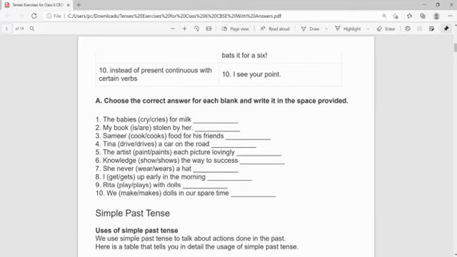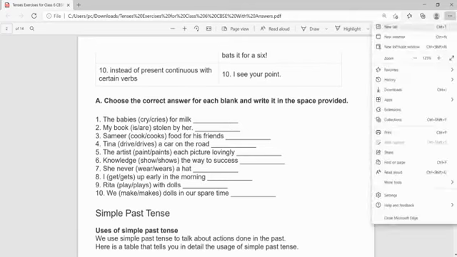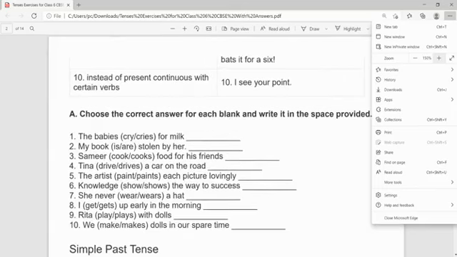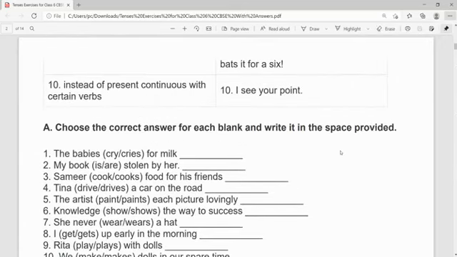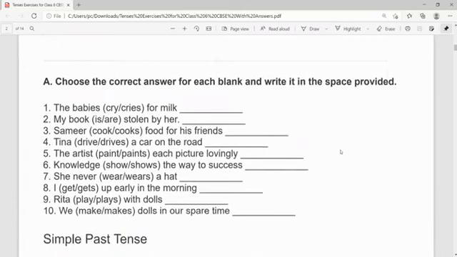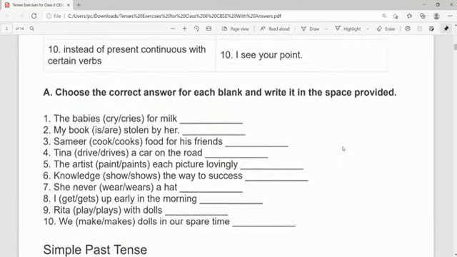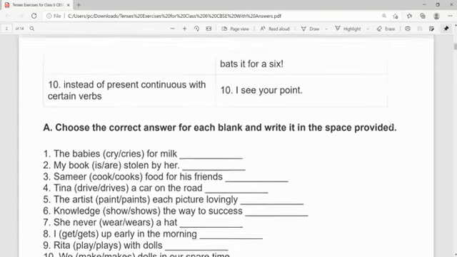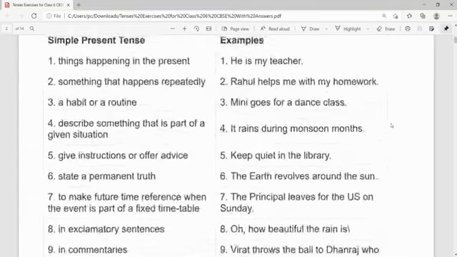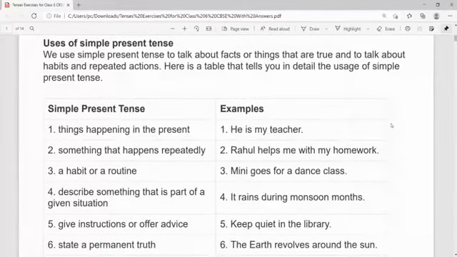You can easily make a picture of it. In our next class when we sit, we will talk about simple past tense also. For now, I am very sure you understood what a simple present tense actually is and in how many situations you can use it.